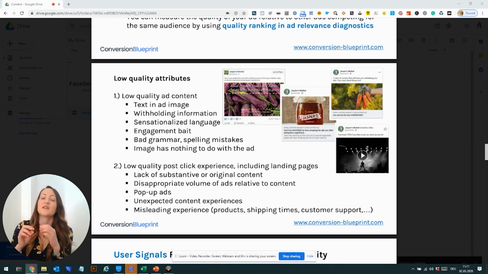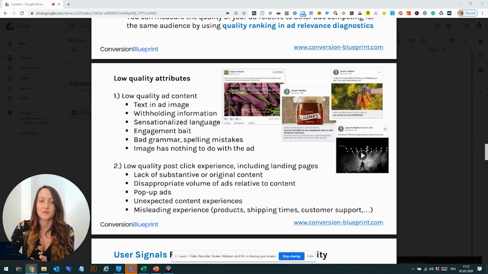So people were using high contrast images to make people stop from scrolling. And if this image does not have anything to do with your ad, this will also be considered low quality ad content. There are two factors to the low quality attributes. One is on Facebook or Instagram, so within the platform: the ad content directly, the text of the ad or the image. And the other low quality attributes consider your post-click experience, so your landing page and everywhere that you send the user to.